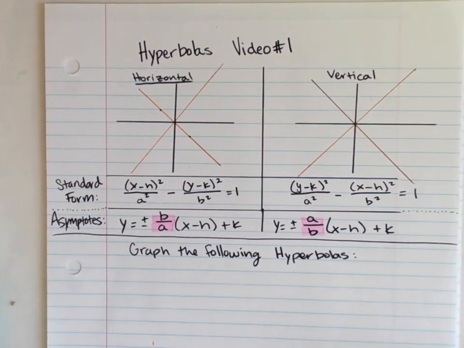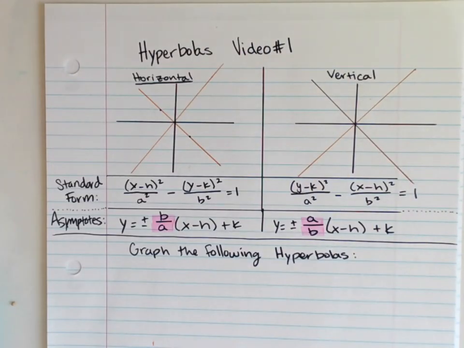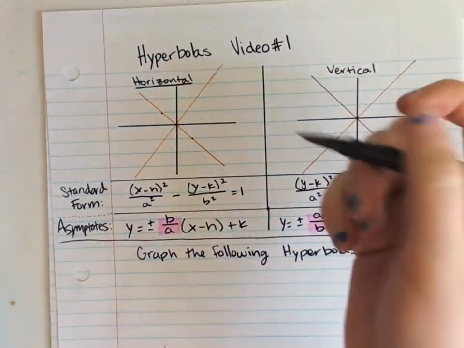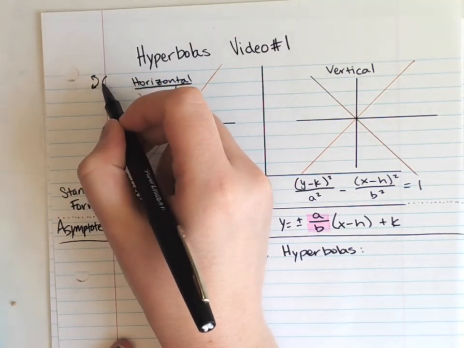So we're doing hyperbolas, the first video. As you're flipping through the previous slides, you'll see these diagrams talking about what would be the differences between a horizontal hyperbola and a vertical one. So let's start with horizontal. It's going to be looking like that.